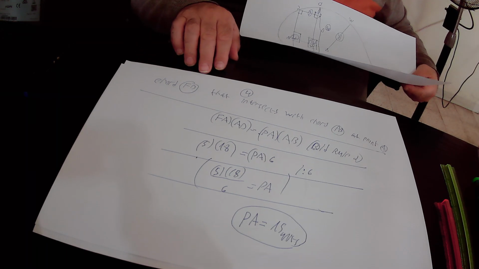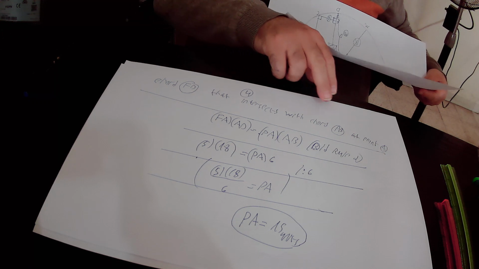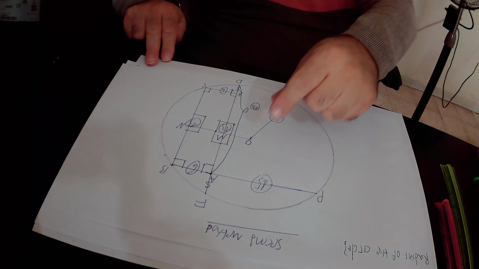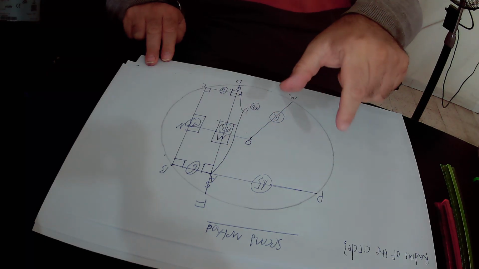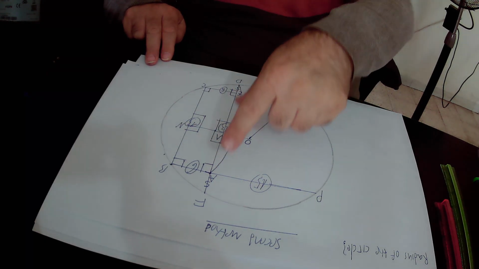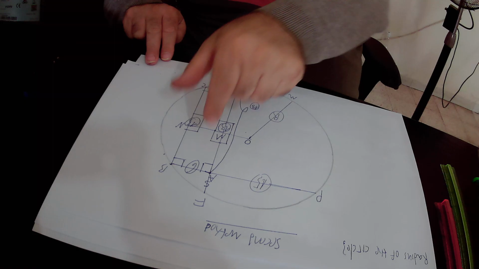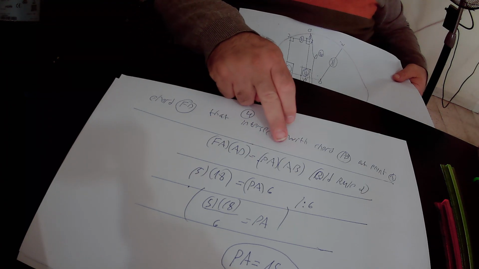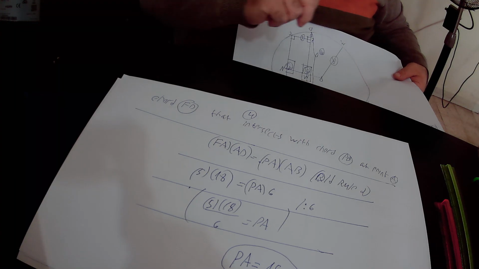Here chord FD intersects with chord PB at point A. According to rule number 2, FA times AD equals PA times AB. Again, FA times AD equals PA times AB, according to the old rule, rule number 2.